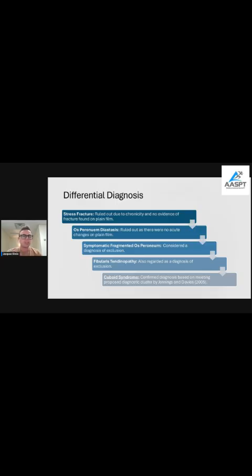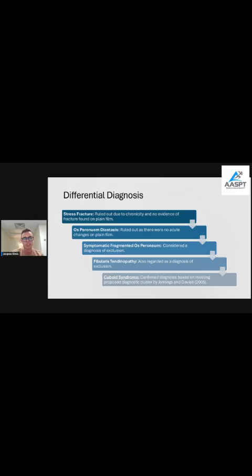So running through the differential diagnosis that the researchers in this case study used, first, wanting to rule out stress fracture, they were able to do so due to the chronicity of the pain this patient was presenting with, as well as there being no evidence of fracture being found on their plain film. They then wanted to look at os peroneum diastasis, and this was also ruled out due to no acute changes on the plain film. Also, os peroneum diastasis can also be linked with a peroneus longus tendon rupture, and they didn't have any issues really or pain sensitivity with specific muscle testing of that region.